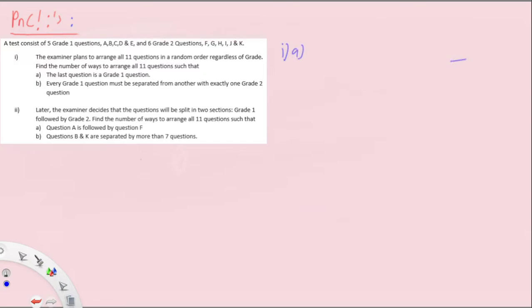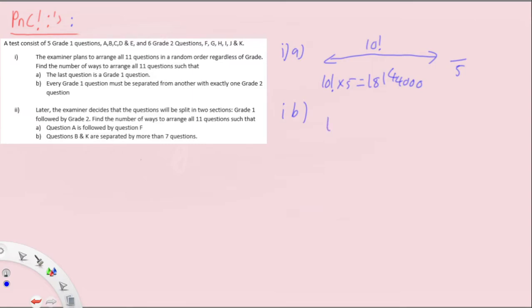There are 5 grade 1 questions in total, which means there are 5 possible questions to put at the last. Then we have the first 10 questions, which we can arrange in any way. So we have 10 factorial times 5. Never mind, let's just do it by hand. That gives 18,144,000 ways.